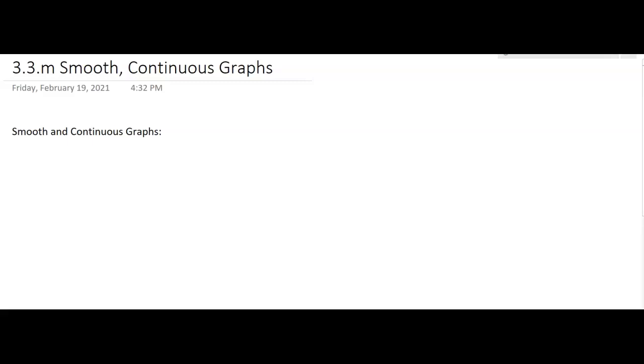Okay, so what does it mean to have a smooth, continuous graph? By smooth, we mean no sharp corners. So this is our definition, I guess, of smooth. I'll underline it. You can't have something like an absolute value where there's a V. That would be a sharp corner. So no, not smooth.